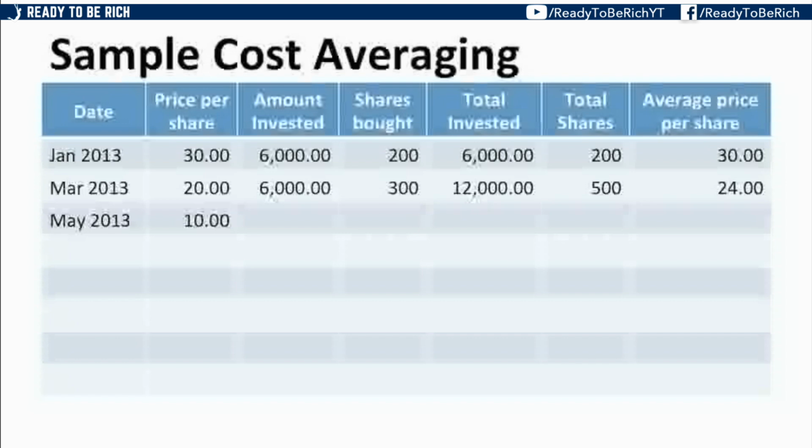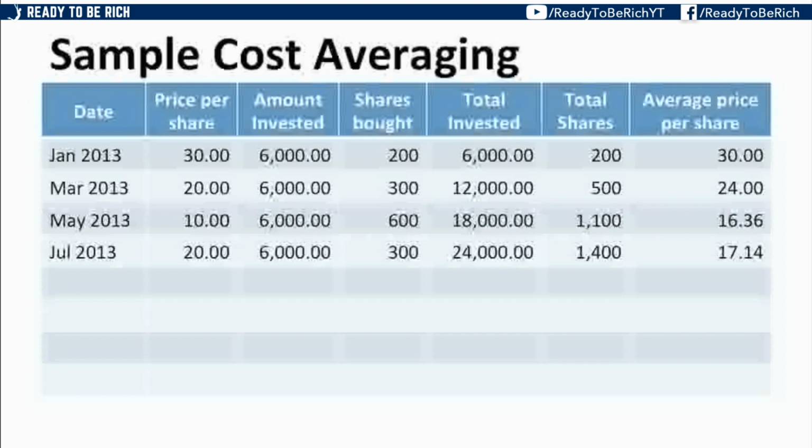So the price per share is 10 pesos right now. So again, you will invest the same amount, which is 6,000 pesos, and now you can afford 600 new shares. So the total investment is now 18,000 pesos, and your total number of shares is 1,100 shares. If you divide 18,000 by 1,100, the average price per share is now 16.36 pesos. Okay, 16 pesos and 36 centavos.